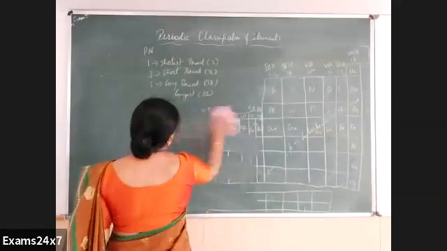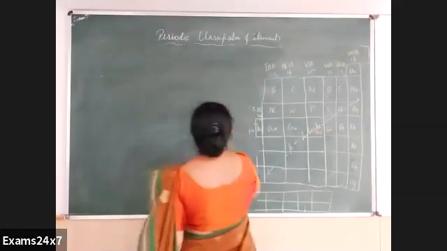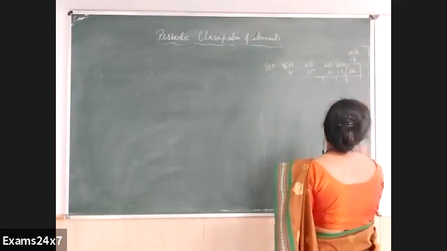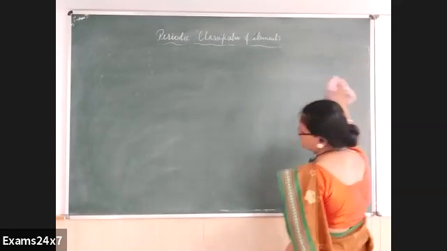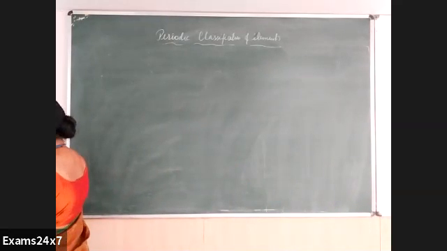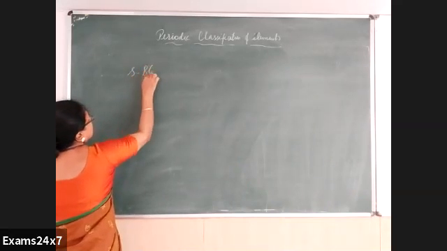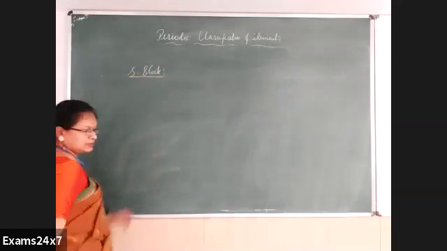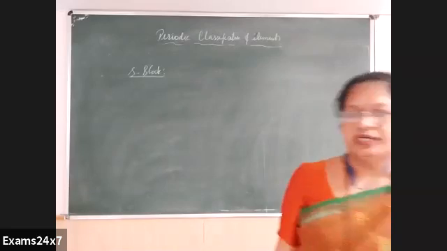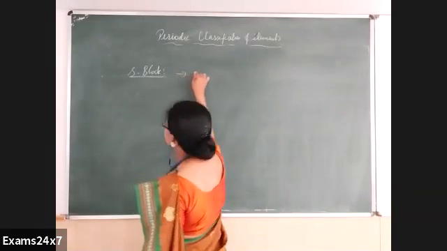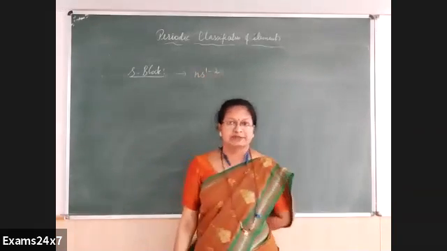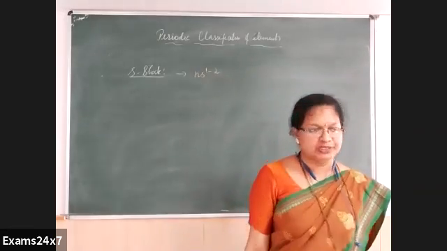We'll see some points regarding the different blocks. The periodic table is classified into 4 blocks. The first block is the S block. Tell some of the specialities of this S block. What is the outer shell configuration? ns1 to ns2. ns1 makes the first group elements, ns2 the second group elements.